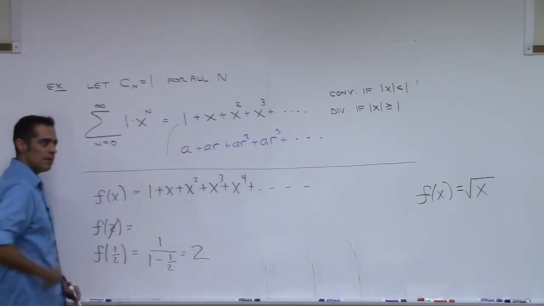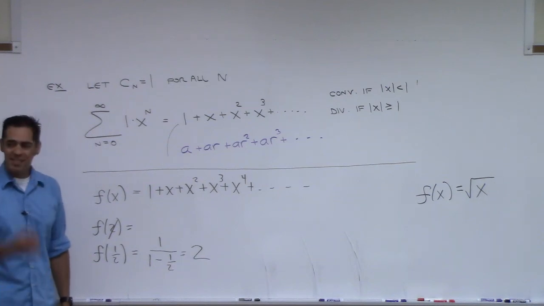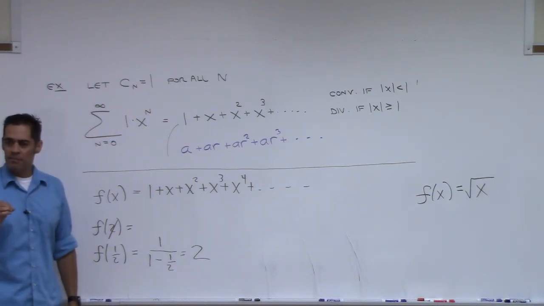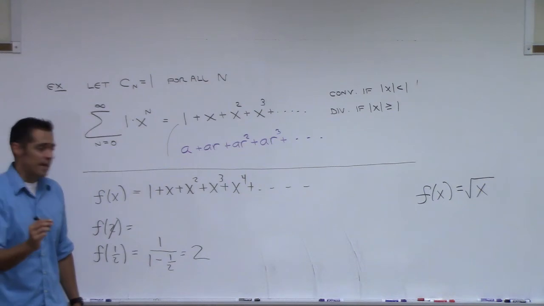If I plug in a third, it's going to spit something out. This is a well-defined function. It's well-defined on its domain. What's its domain?